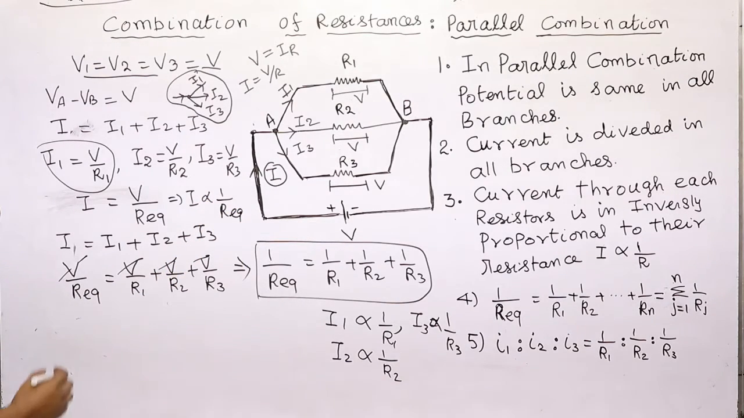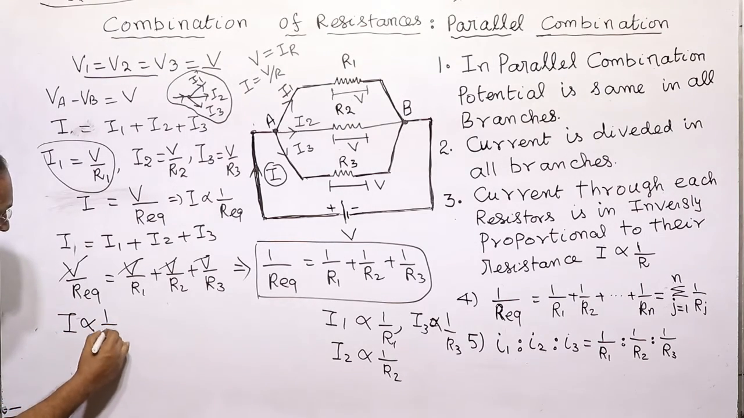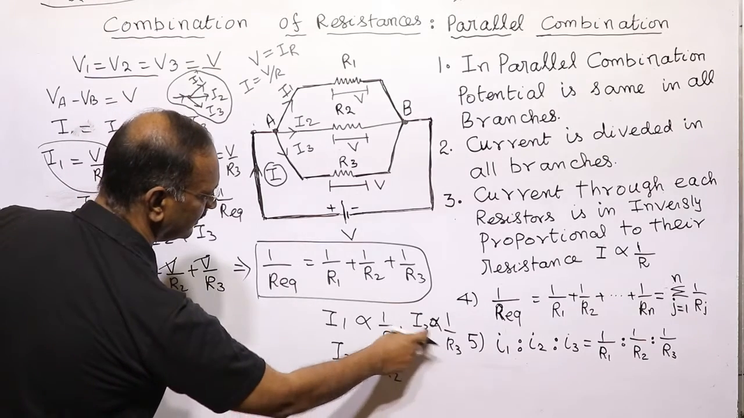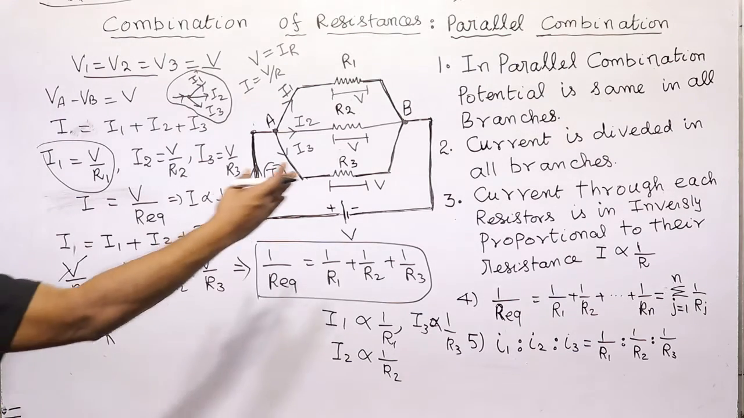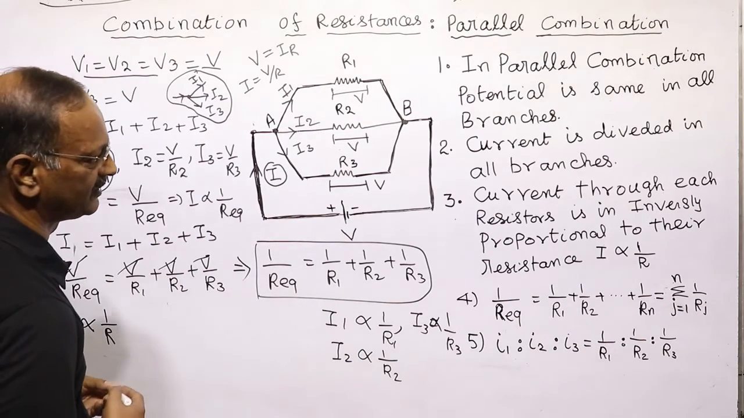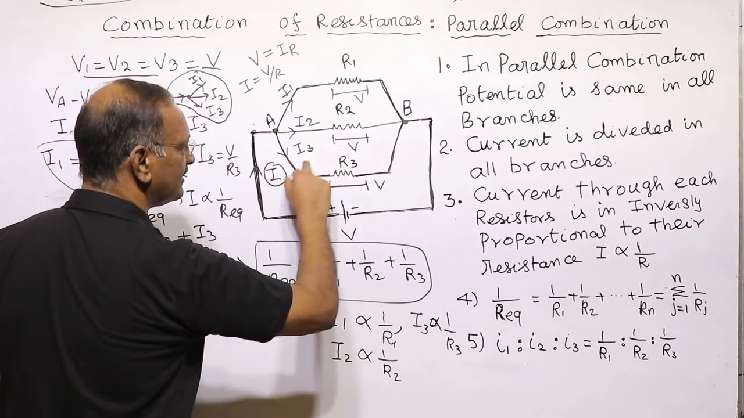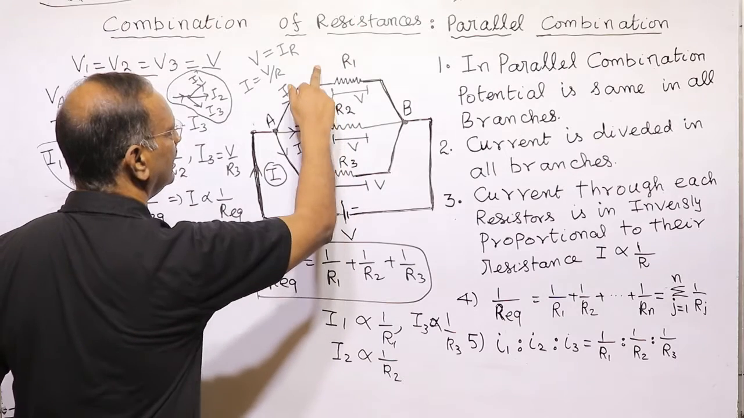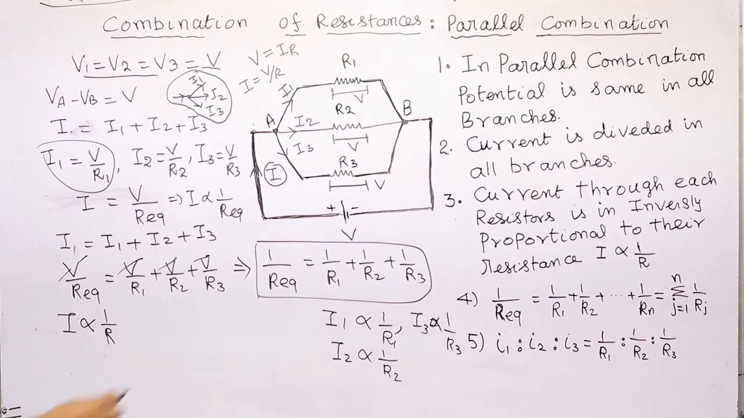In general we can say I is inversely proportional to R1, inversely proportional to R2, inversely proportional to R3. So in general, I is inversely proportional to R. Therefore, the current through each resistor is inversely proportional to the resistance. This current is inversely proportional to R3, this to R2, and this current I1 is inversely proportional to R1. This we have already seen.